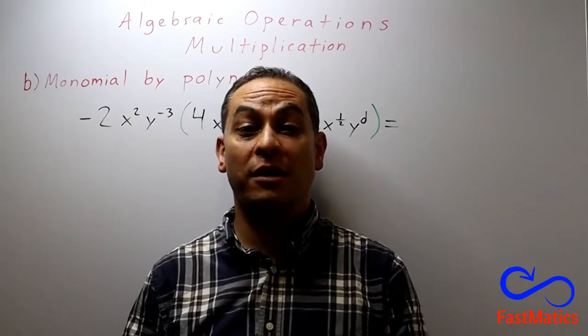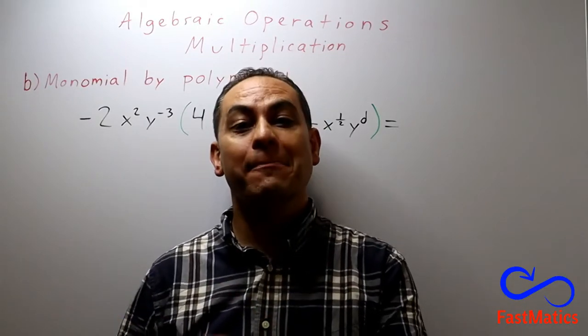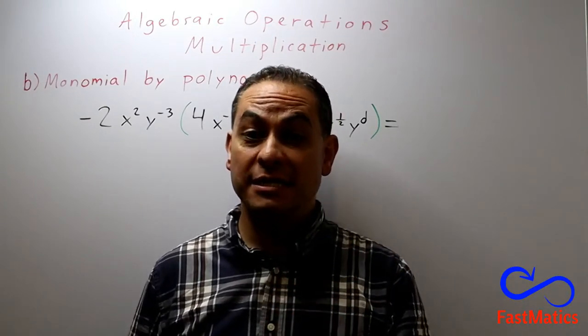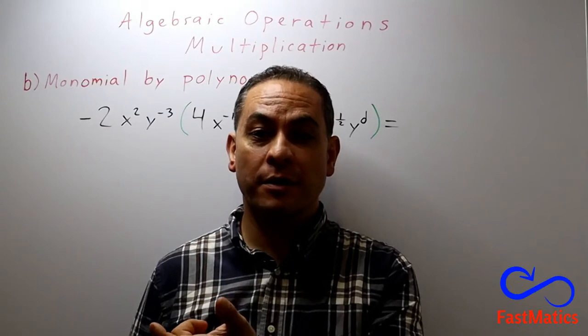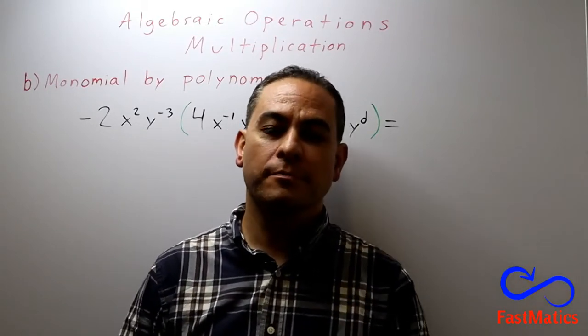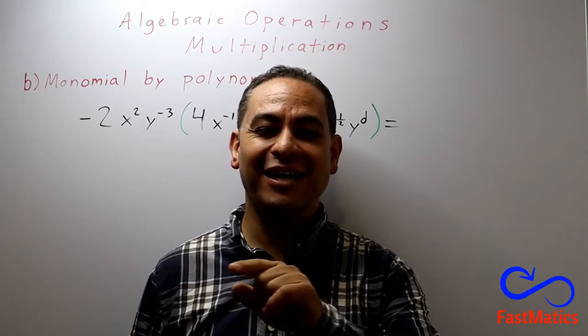We're going to see how to multiply a monomial by a polynomial. Remember, a monomial is only one term, and a polynomial is two terms or more. Let's see how to do it.